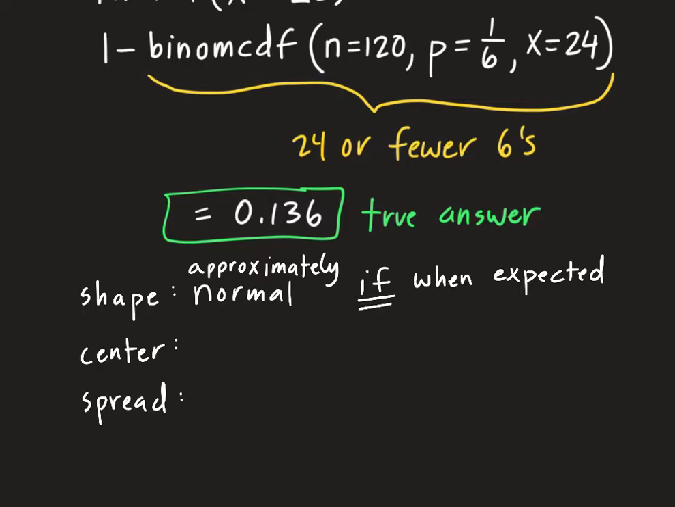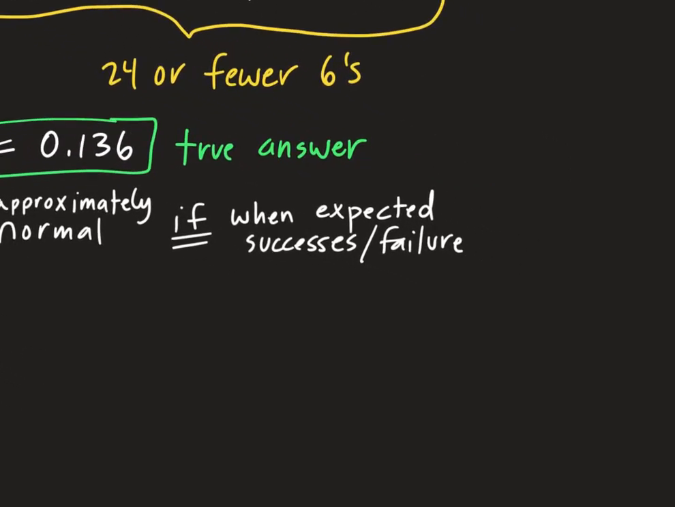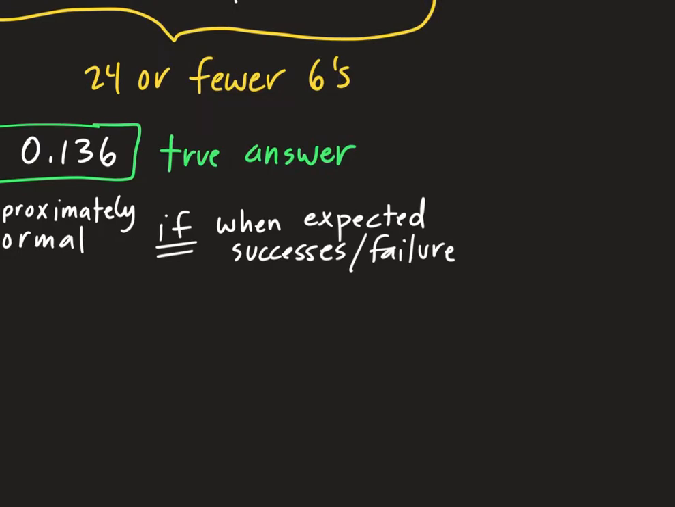Just NP and NQ. Oh, you're ahead of us. If we have enough trials combined with a probability of success that makes us expect at least 10 successes and failures, I should put the word both there. Sorry, that's kind of out of order, but you get the idea.